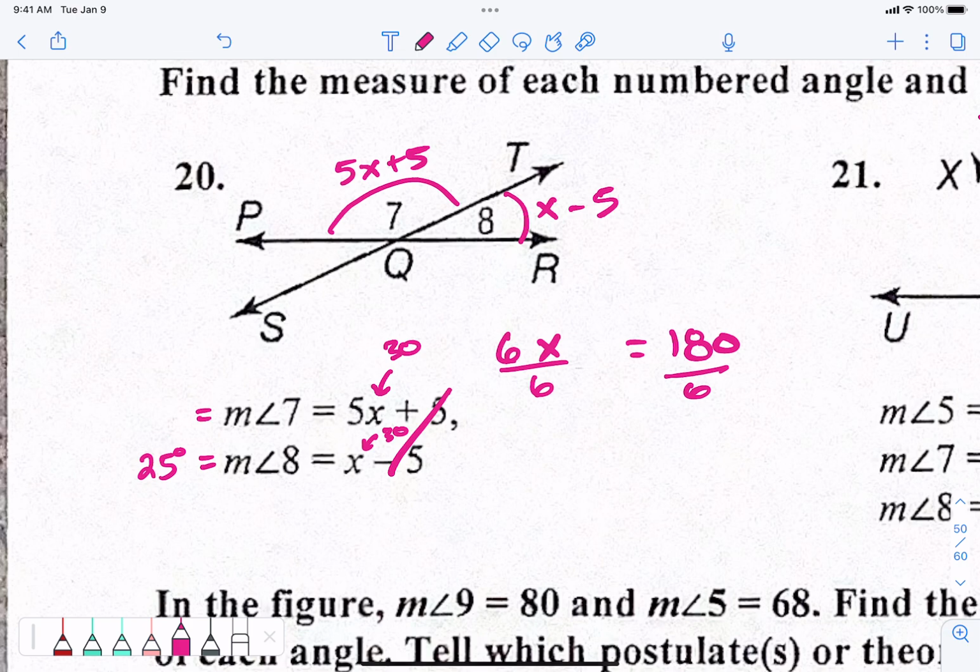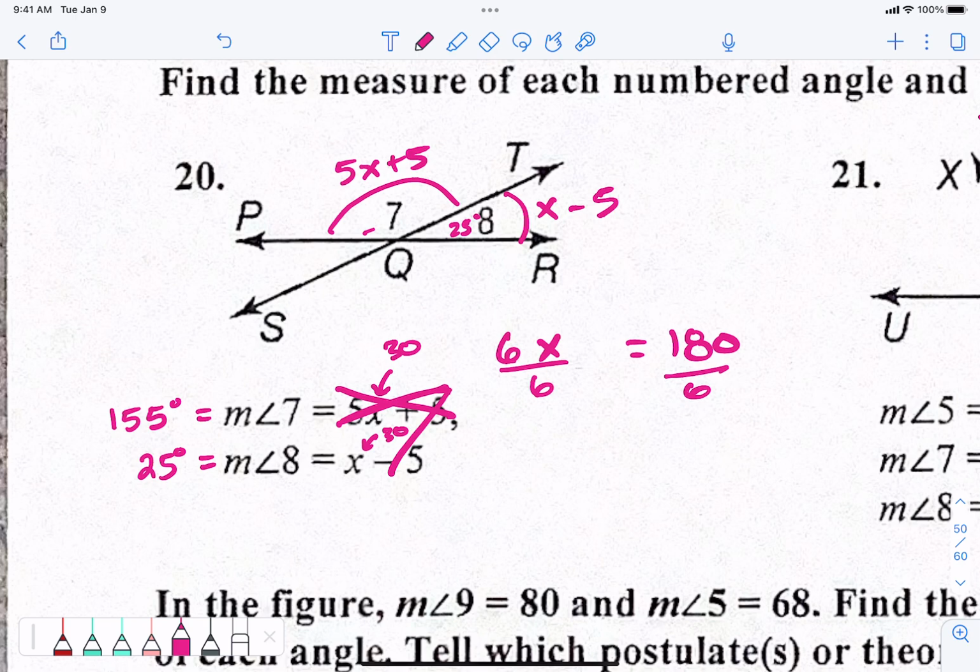And then I could get away with not even plugging it in here. I know that if 8 is 25 degrees, these two have to add up to be 180, right? So 155. So either way you want to find it, there you go. Those are the 2 numbered angles.